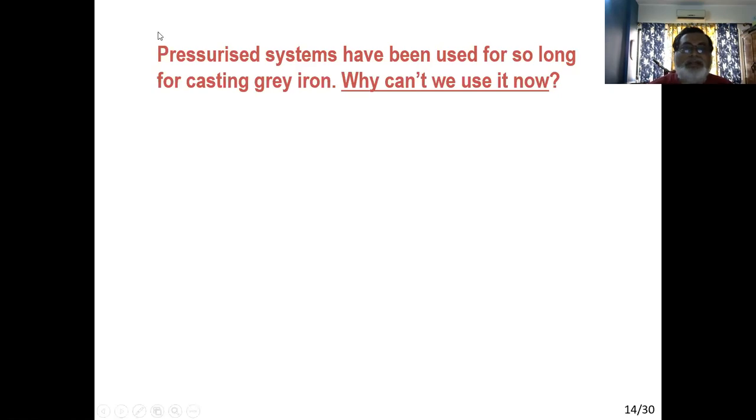But this pressurized system has been used for so long for casting gray iron or casting steel. Again, in our textbooks, these types of systems are used. So why do we not use it now? What are the problems of using this type of system nowadays?